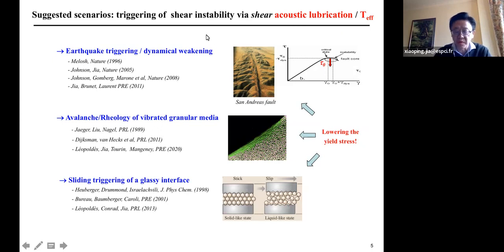So here we proposed another scenario, since a few years now, based on the shear acoustic lubrication of the contact, which can reduce the contact stiffness, and consequently the elastic modulus, and also the yield stress, without the opening of the contact, which can lead to failure, including in the case of granular avalanche and landsliding.